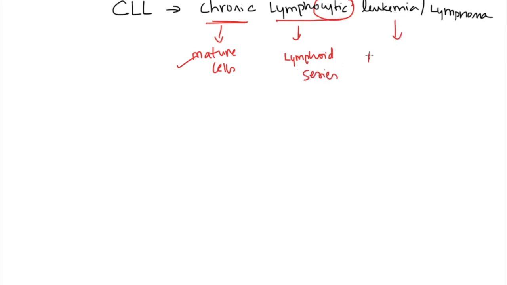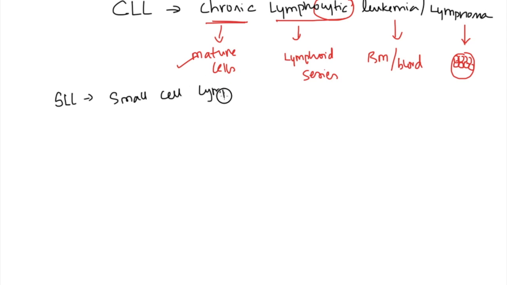Leukemia means the problem is in the neoplastic cells in the bone marrow and getting into blood. But lymphoma refers to the aggregation, or the proliferation, of the neoplastic cells in the lymph nodes or specific organs, forming a mass. Hence CLL could present as leukemia or lymphoma. If it is presenting as lymphoma, it is commonly called SLL, small cell lymphoma. Again, small because these are mature cells.